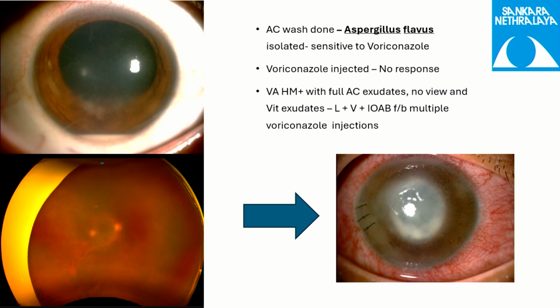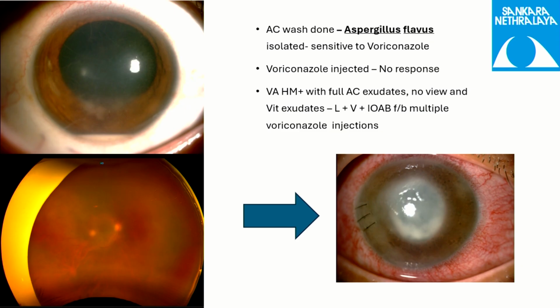Yes, sir. Systemic. Actually, I missed that. He was put on voriconazole. So after AC wash, I was under the impression that it is not sensitive to voriconazole, but it was sensitive to voriconazole. So that was the other thing. What was the dosage you gave for oral voriconazole? Sir, 200 mg BD.